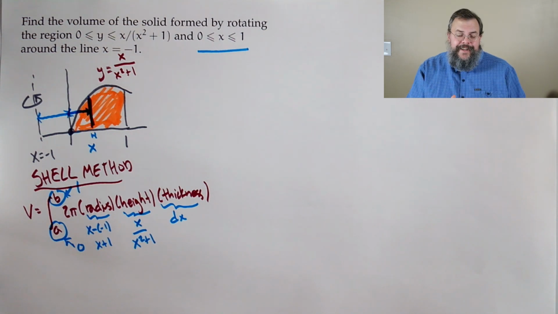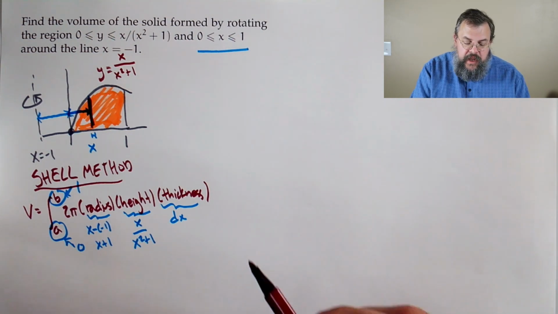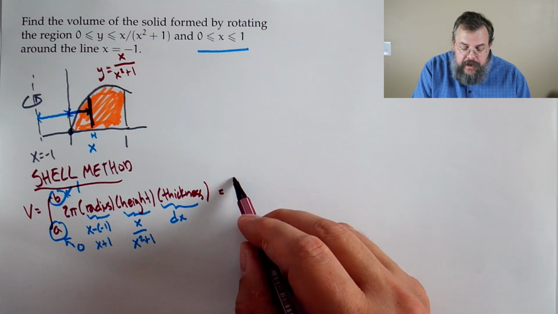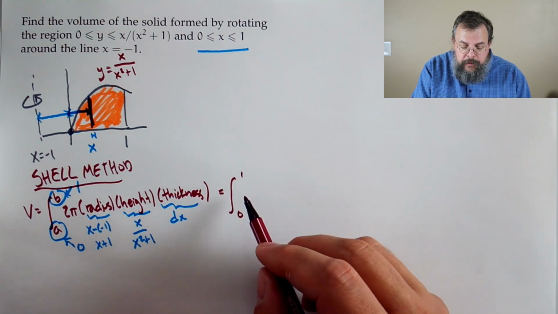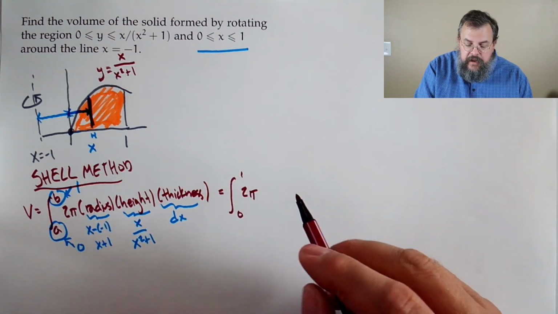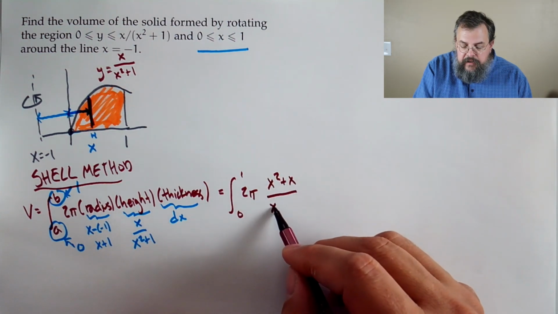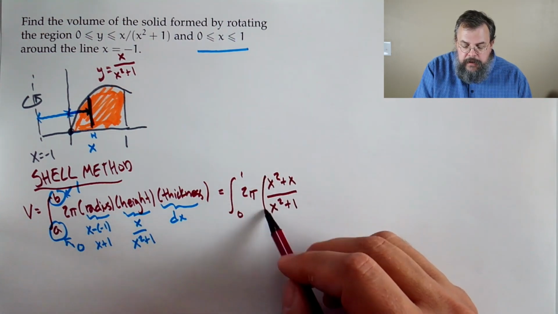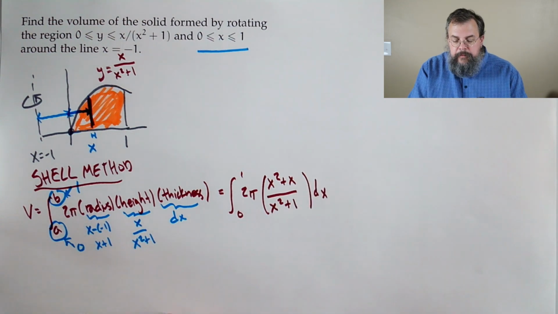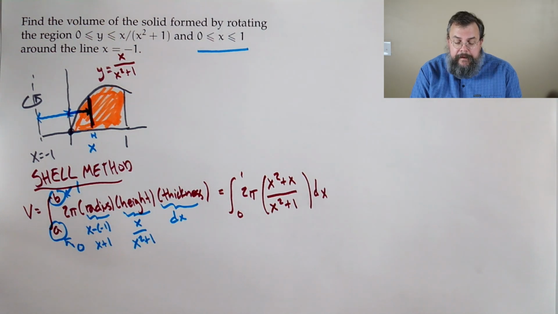Good, good. Okay, well, let's clean it up. So what does this become? This becomes our integral, 0 to 1. We have our 2 pi. Then I have x plus 1 times x. So I'm going to go ahead and multiply that out. That's x squared plus x over x squared plus 1, and dx.